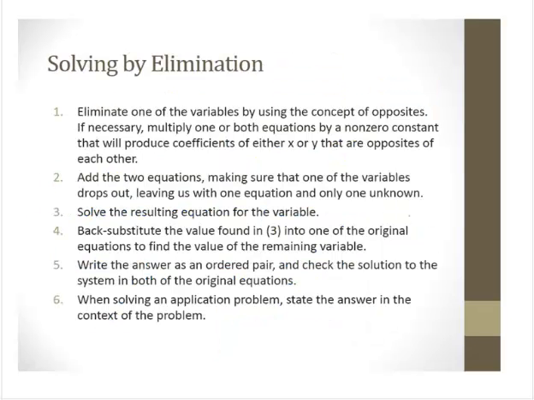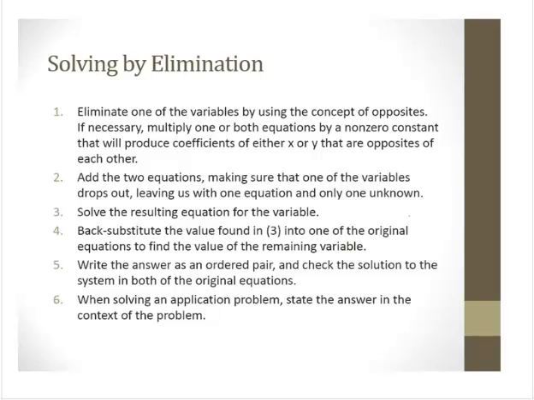The other technique we're going to discuss is called the elimination technique. To solve by elimination, the first step is to eliminate one of the variables of the system by using the concept of opposites, and specifically adding opposites. When you add opposites, the result is 0. So if necessary, we will multiply one or both equations by non-zero constants that will produce coefficients of either x or y that are opposites of each other.